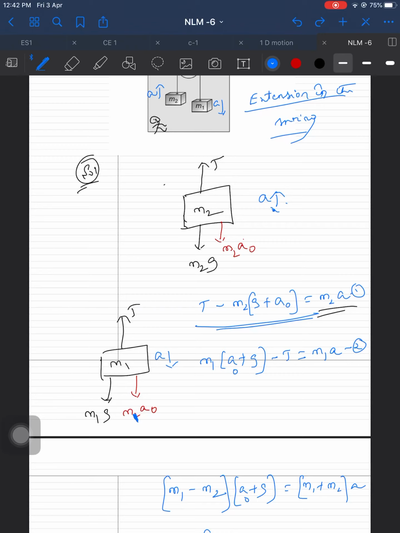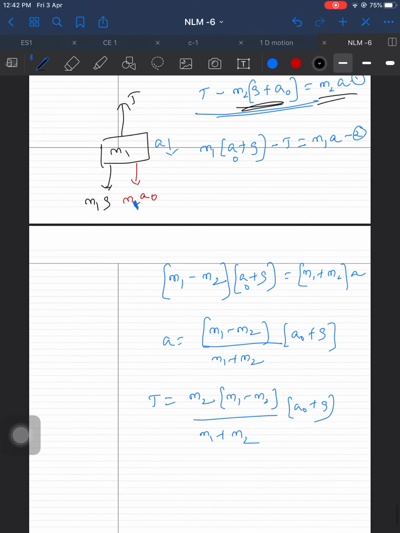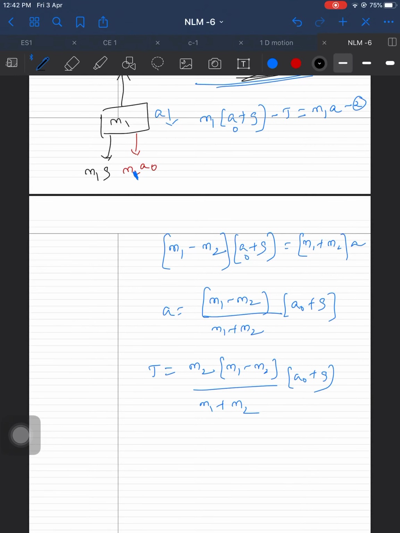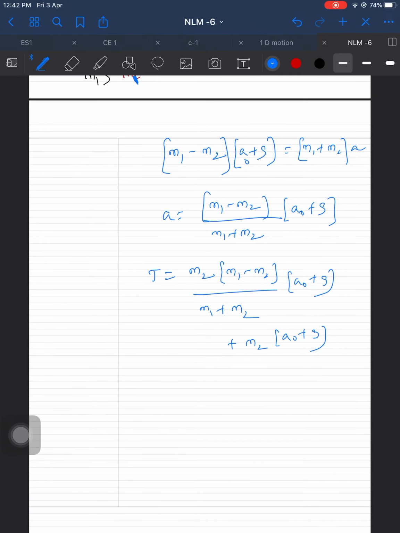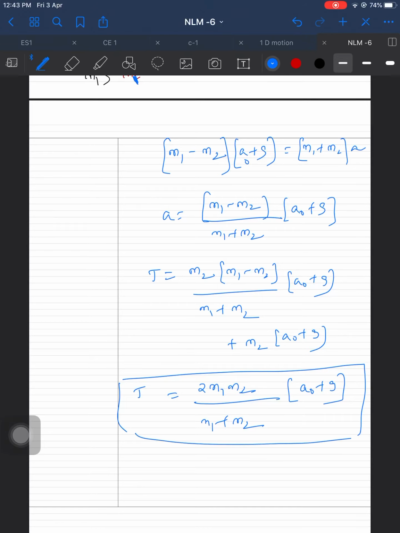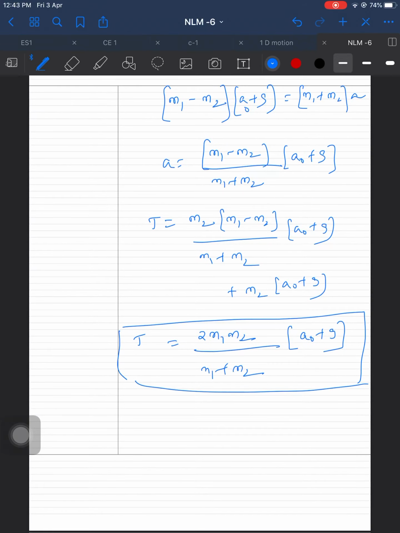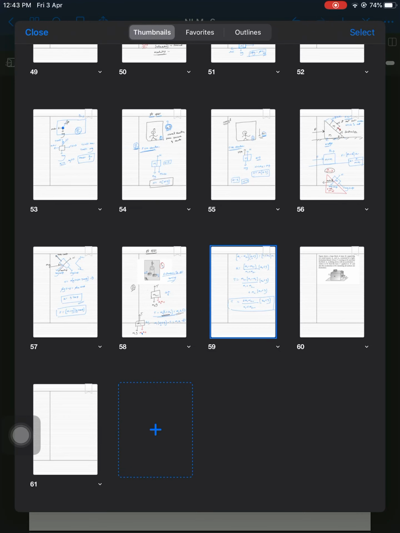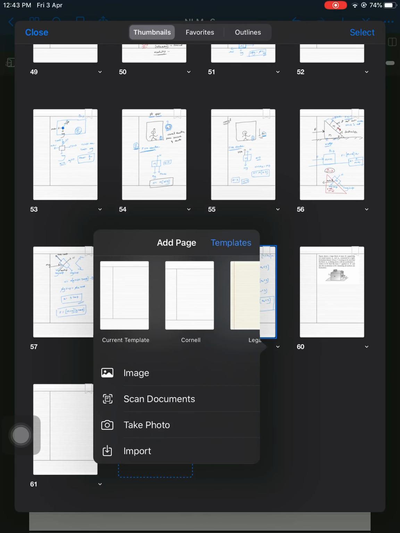and this M2G plus A naught goes to the other side, becomes plus M2 into A naught plus G. If we add these two, we will get the answer 2 M1 M2 over M1 plus M2 into A naught plus G. This is the tension. Now the question asked was, go through the question once.